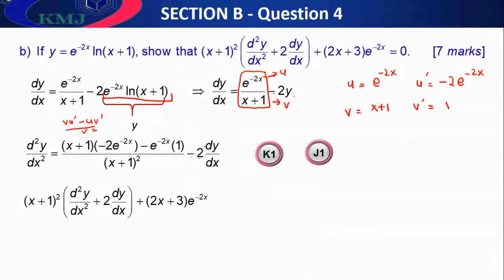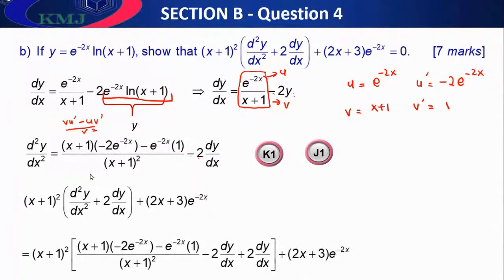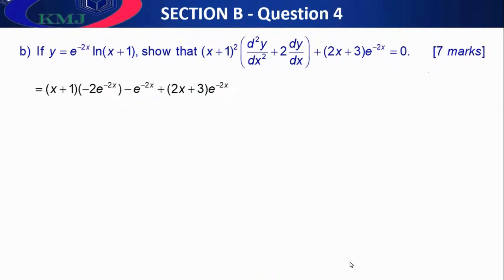And then we just substitute everything that we already got. x plus 1 squared comes from the question here, so x plus 1 squared. The second derivative we already got here, so we just copy down the second derivative up until here, plus 2 dy over dx. So we need to write plus 2 dy over dx, and then plus 2x plus 3 e power of negative 2x here. Alright, then we just need to simplify all of them.